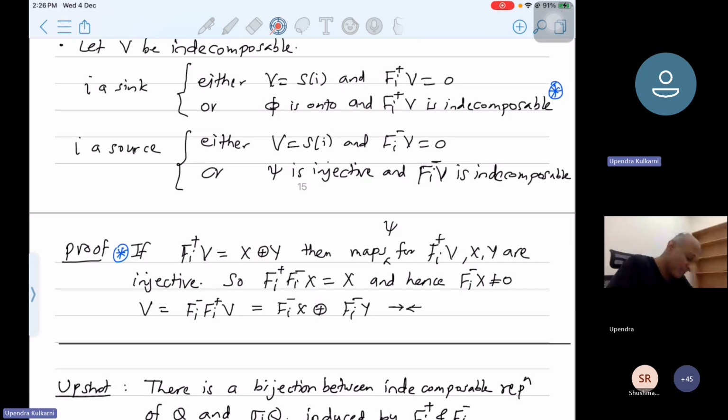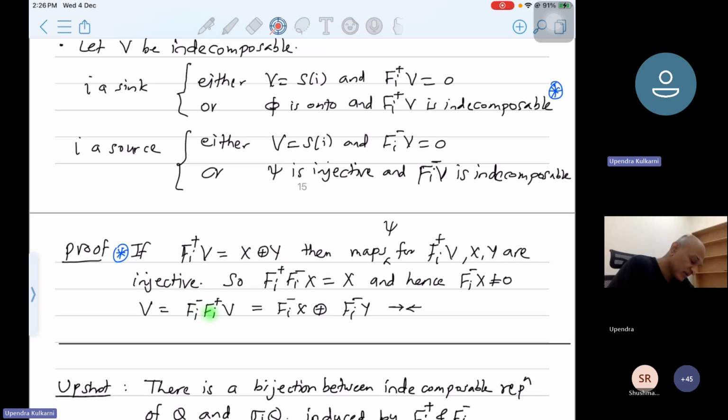But look now, what happens? If I apply the functor Fi minus over here, it's very easy to see, by the way, that the functors, I asked you to check that Fi plus and Fi minus are functors. That requires a little check. But the fact that Fi plus and Fi minus preserve direct sums is even easier, because everything just splits up, you see. So if I take Fi minus of the left hand side, then I get Fi minus of this direct sum, which will give me Fi minus x and Fi minus of y.